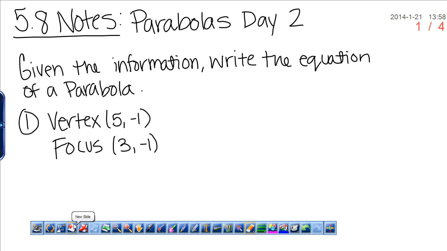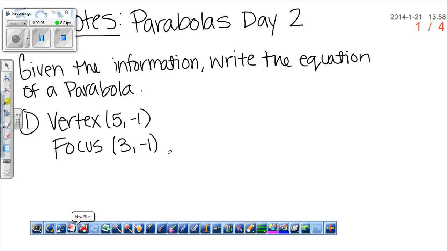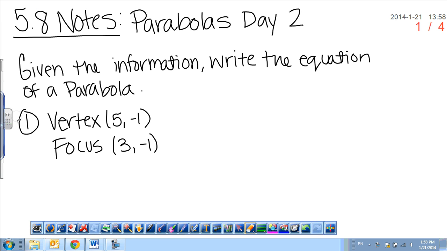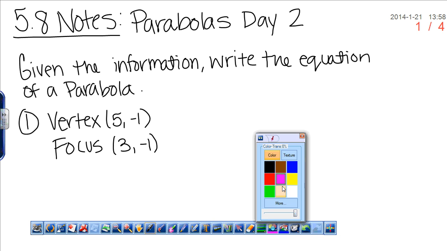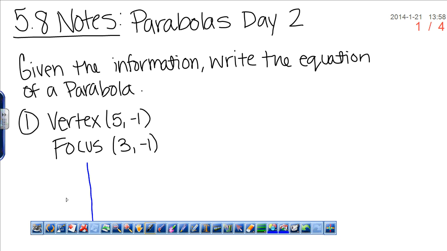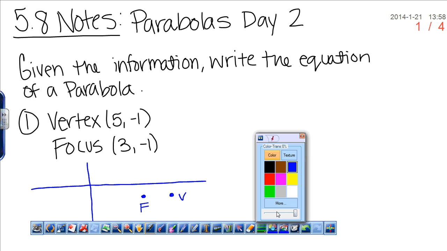Okay, so today we're going to continue with parabolas, and we're going to do just like we did with our other day 2 lessons, where we're given the information and we're going to work backwards to come up with the equation. So I have a vertex at 5, -1, and a focus at 3, -1. Here's my vertex, and here's my focus.